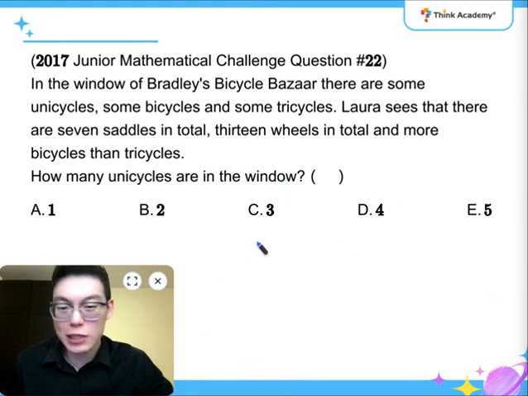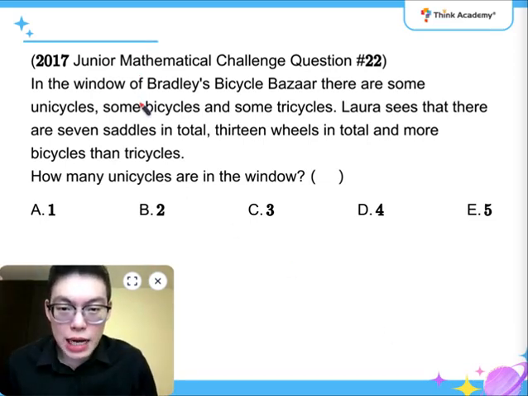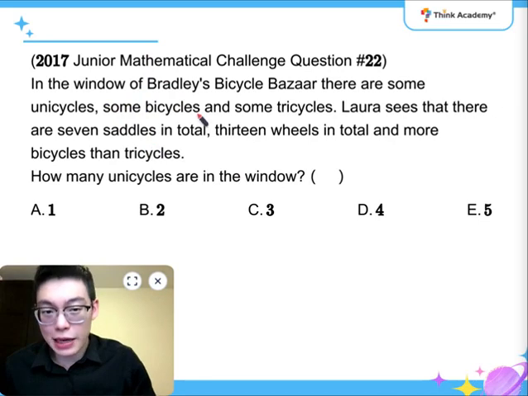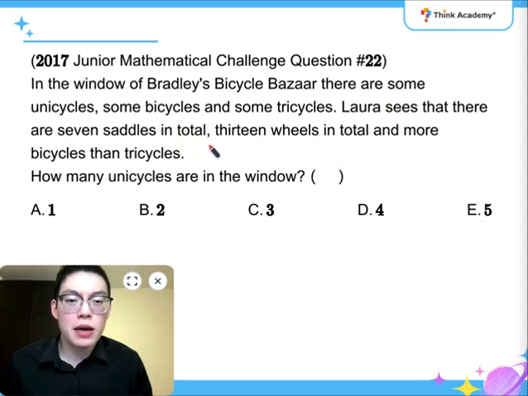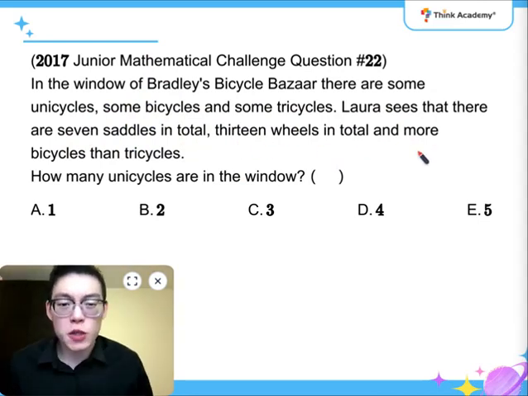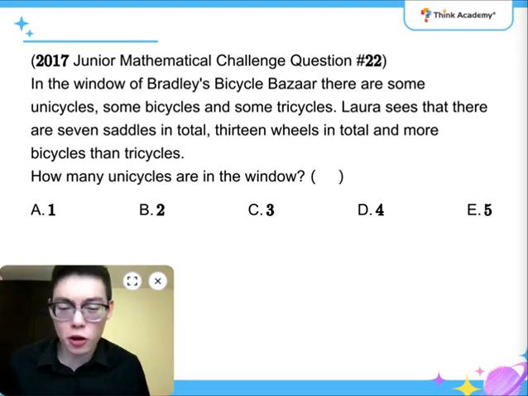As for question 12. So, for this one, it says that in the windows there are some unicycles, some bicycles, some tricycles. We know how many saddles are there in total, how many wheels are there in total, and we know that there are more bicycles than tricycles. So essentially this is a chicken and rabbit problem with 3 objects. So it's going to be a little bit more complex.